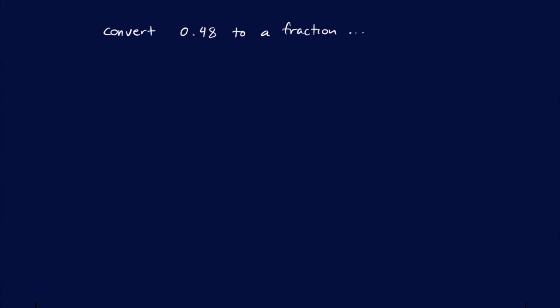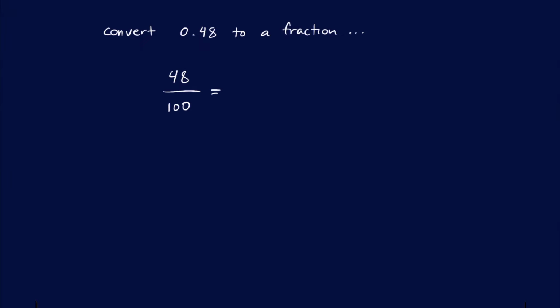So what if we wanted to convert 0.48 to a fraction? We're going to start off, since our furthest decimal place back is in the 100ths column, we're going to write 0.48 as 48 over 100. And what I'm going to do is, instead of finding the highest common denominator of 48 and 100, I'm just going to keep dividing the numbers by 2 until I can't anymore.